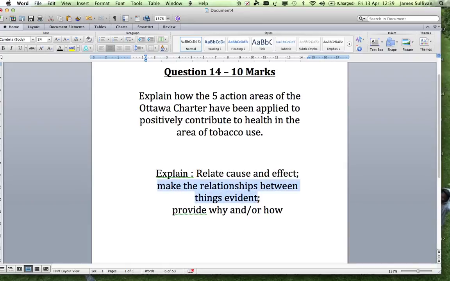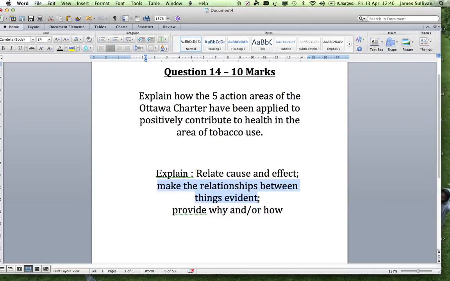So what you need to do here is explain what happens in each of the 5 areas of the Ottawa Charter in relation to tobacco use, and show that there's a relationship between what is being done in that particular area and the impact it has had on tobacco use. With this question, a lot of you were easily able to identify the 5 areas of the Ottawa Charter and give examples of how things had been done in those particular areas.